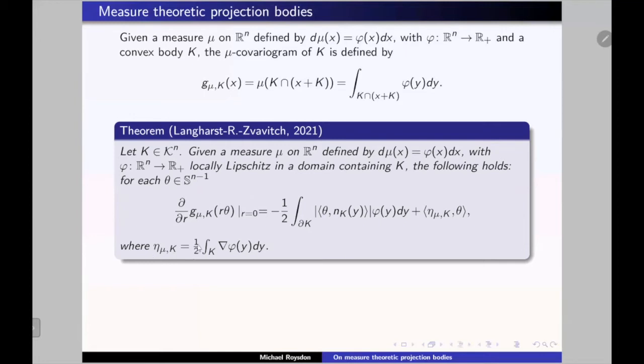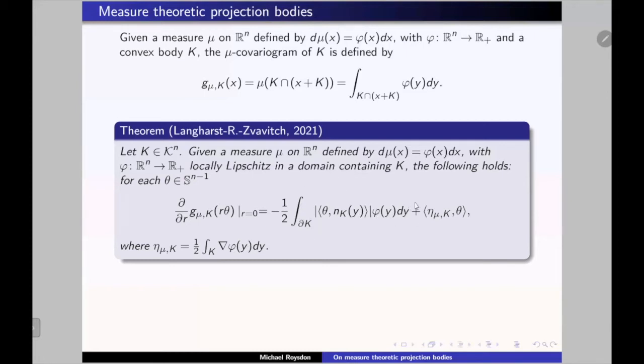And this vector is 1/2 the integral over K of the gradient of phi dy. So if I pick volume, phi is identically equal to 1, this becomes 0 because the gradient is 0, and you get the radial derivative that Mathieu proved for the standard covariogram. If I pick K to be centered and phi to be the Gaussian, again this is zero, and you get some expression in terms of the Gaussian measure on the boundary of K.